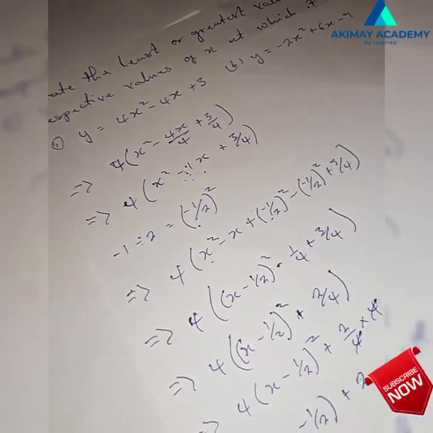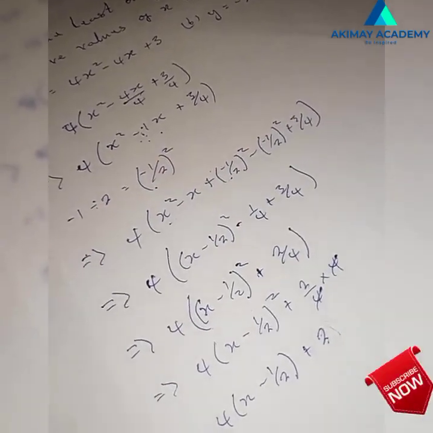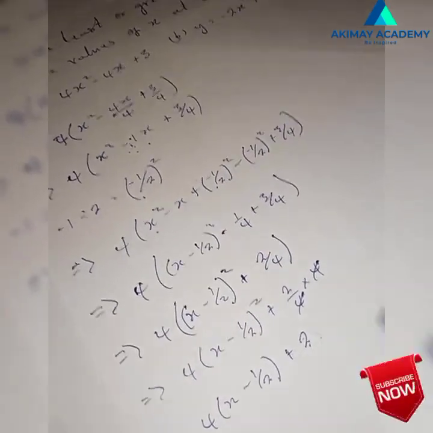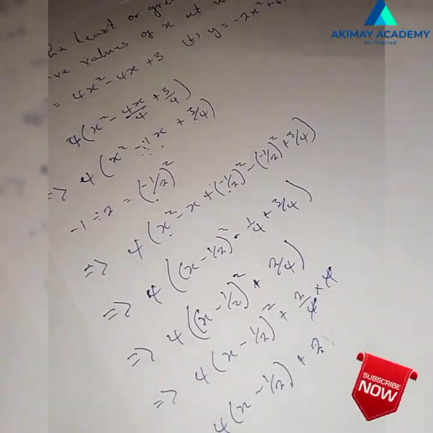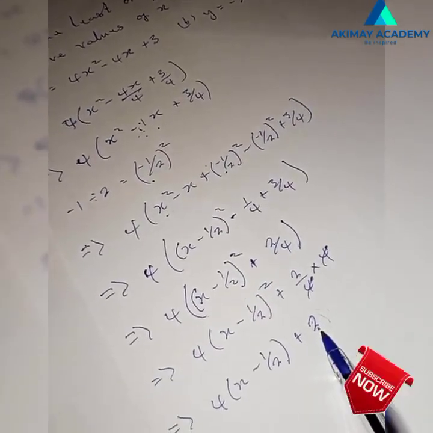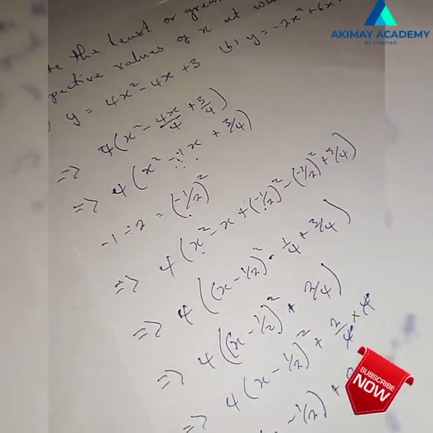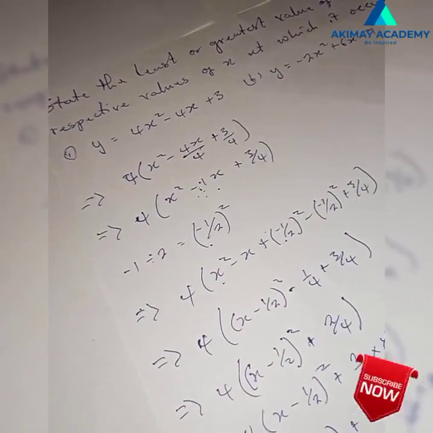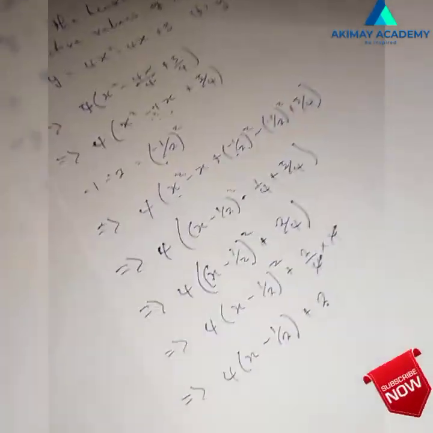If the graph will have a maximum value, then the value that you get over here becomes the maximum value or the greatest value of y. It means at the turning point, the value of y at the turning point is 2. Now the question continues and says, and the values of x at which it occurs. The values of x at which it occurs.